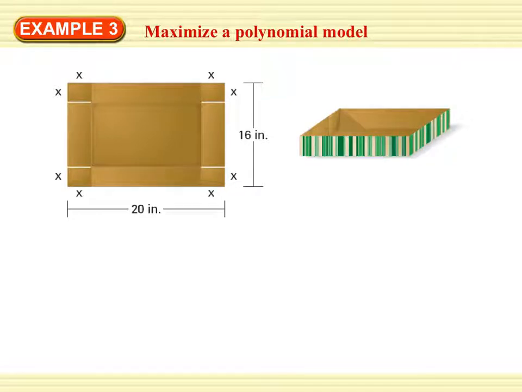So here's our box. It's a 16 by 20 piece of cardboard, and we're cutting out really the corners to fold up to make the box, right? So we need equations to represent the length times the width. Okay, the length and the width.